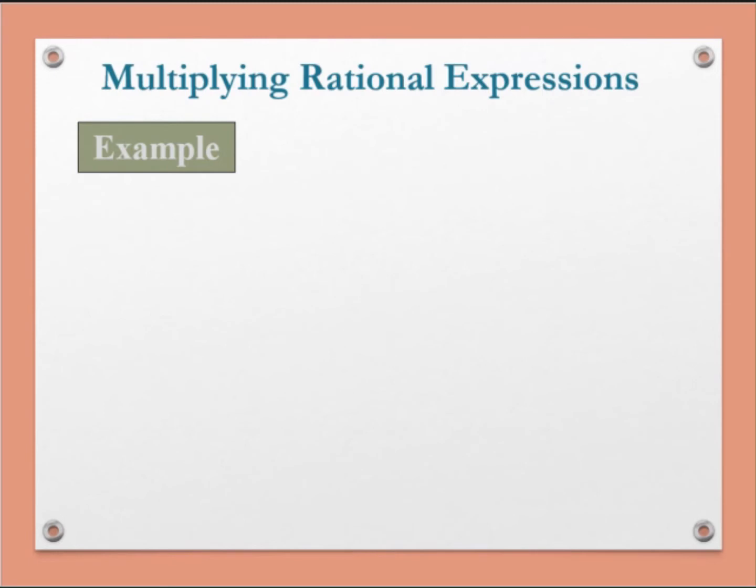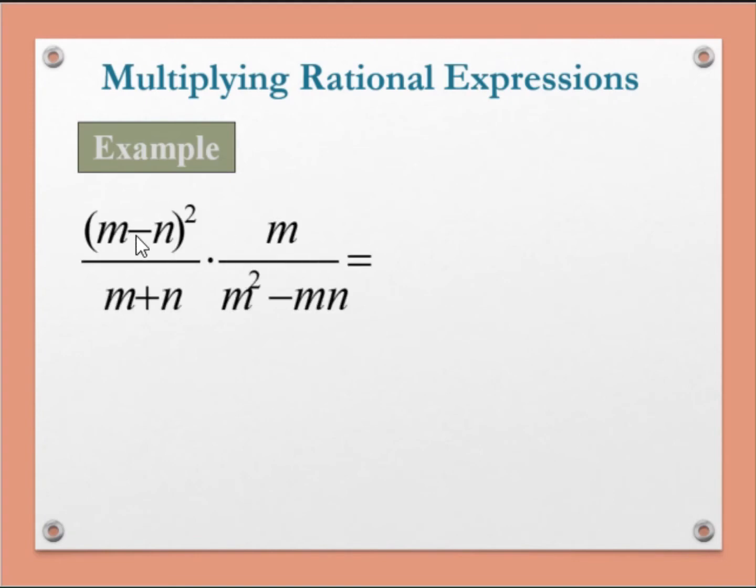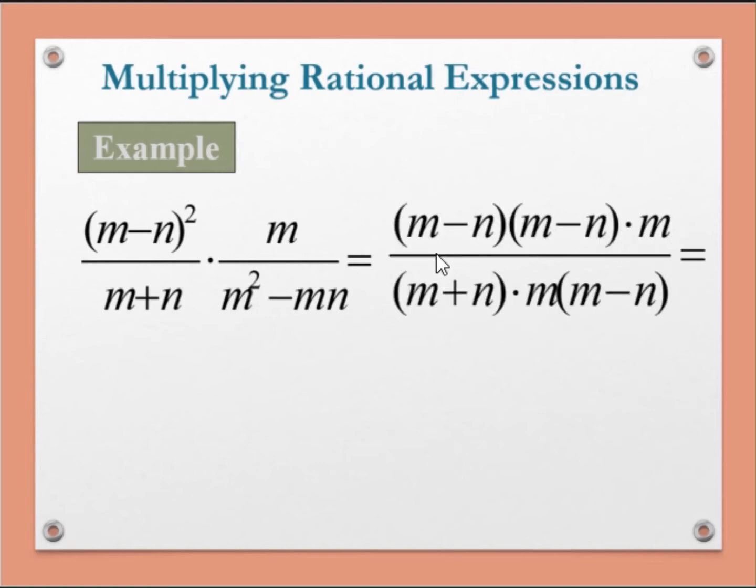Another example of multiplying rational algebraic expressions. We have the square of m minus n all over m plus n multiplied to m all over m squared minus mn. Once again, we will factor our numerators. The factor of the square of m minus n will be m minus n times m minus n. And then, our other numerator is m.